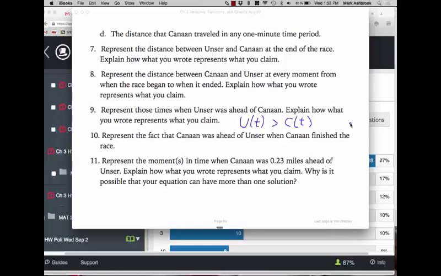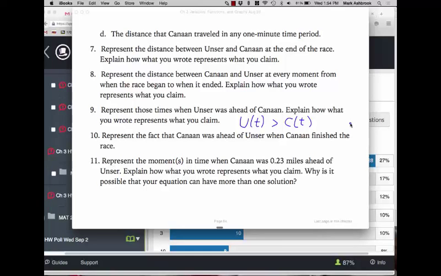This is a function, meaning it's a set of ordered pairs. Time equals 1 second and the distance Unser traveled. Time equals 3 seconds, or 0.3 hours or whatever. So this represents every single distance they covered at every single time. So this is for which times was Unser's value greater than Kanan's?